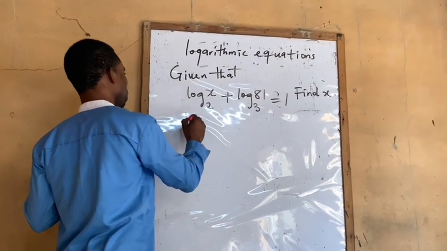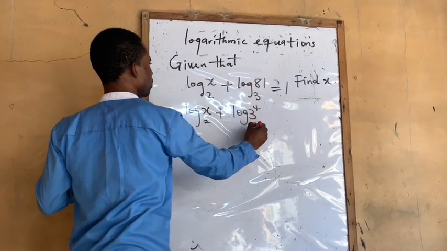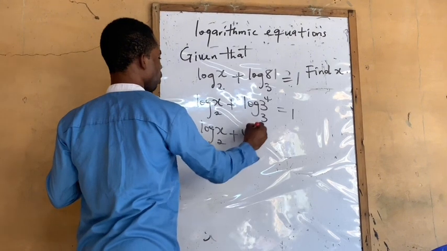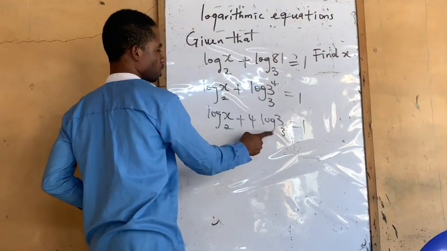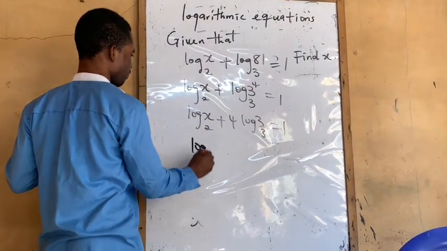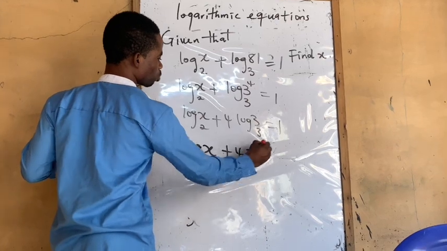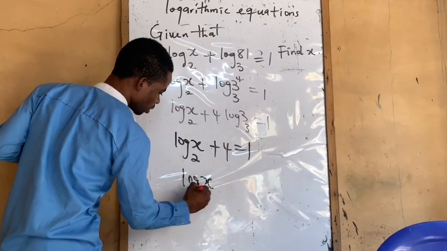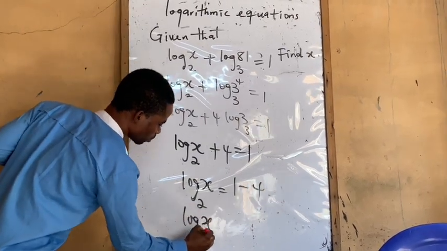So what you do here is log x base 2 plus log 3 raised to the power 4, base 3, equals 1. Now bring this 4 here: log x base 2 plus 4 log 3 base 3 equals 1. Actually, this one is done to 4 because log 3 base 3 is 1, and 1 times 4 is 4. So we are going to have log x base 2 plus 4 equals 1. Just collect your terms: log x base 2 equals 1 minus 4. That is log x base 2 equals minus 3.